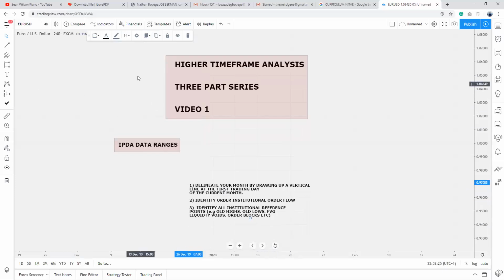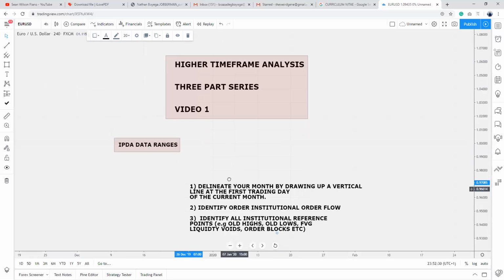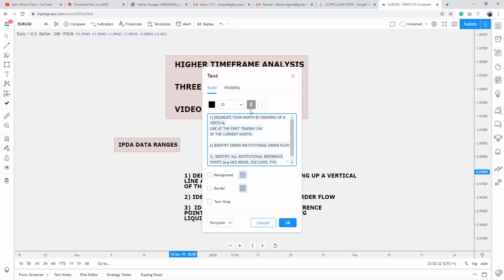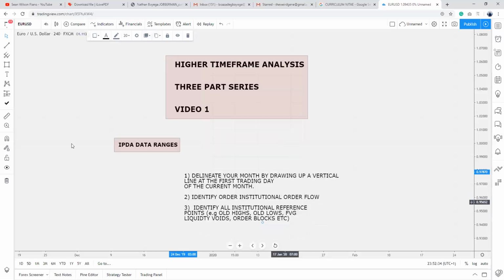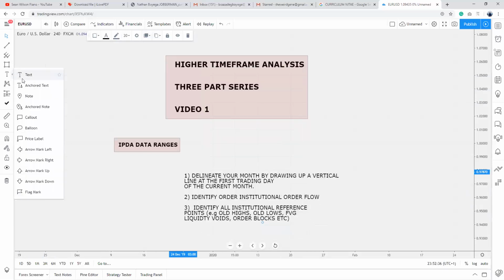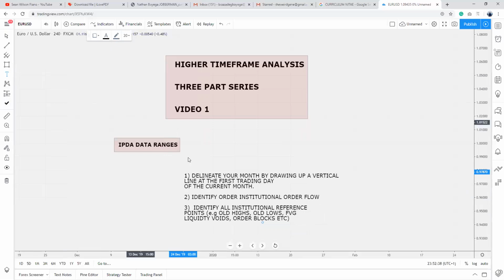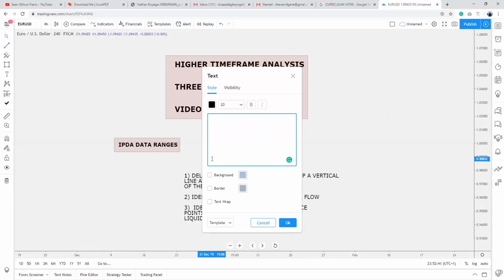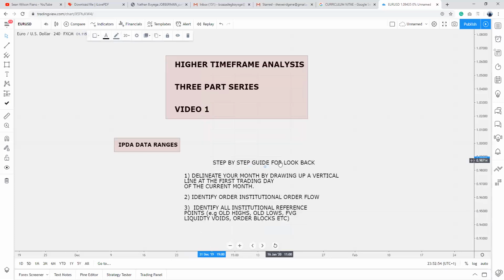So let me actually put this in a title. Let's make this larger for people. Let's make this 20, and make this not bold. Title: step by step guide for look back. Okay, so this is your step-by-step guide for look back. This is what you want to be doing for your look back phase.